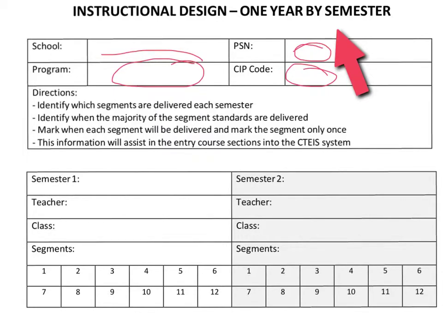Then there are directions to identify which segments are delivered each semester. The important thing for your teachers to know is that no segment can be chosen twice in a program. Whether there are 3 or 4 courses, each PSN and each CIP code only has one segment sheet, and no segment can be chosen more than once.